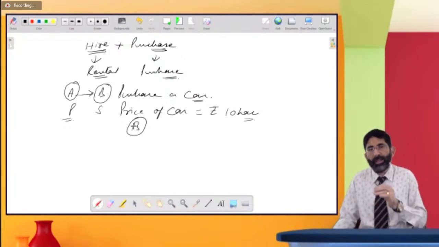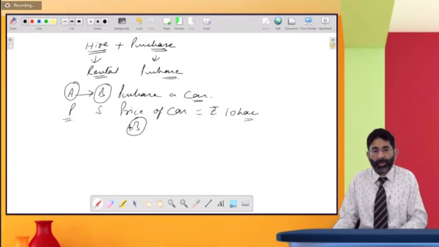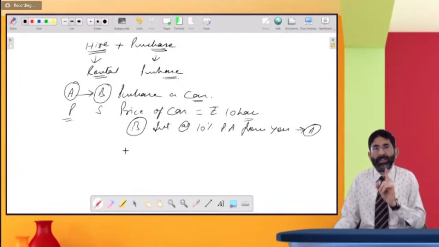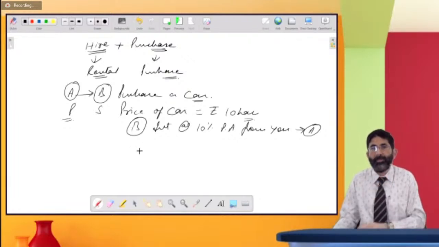I will give a right to you. I will give this car to you, and you have to make the payment in installments or EMIs. That is not a problem. But in that case, I will charge interest at the rate of 10% per annum from you. Means B will charge interest at the rate of 10% per annum from A.